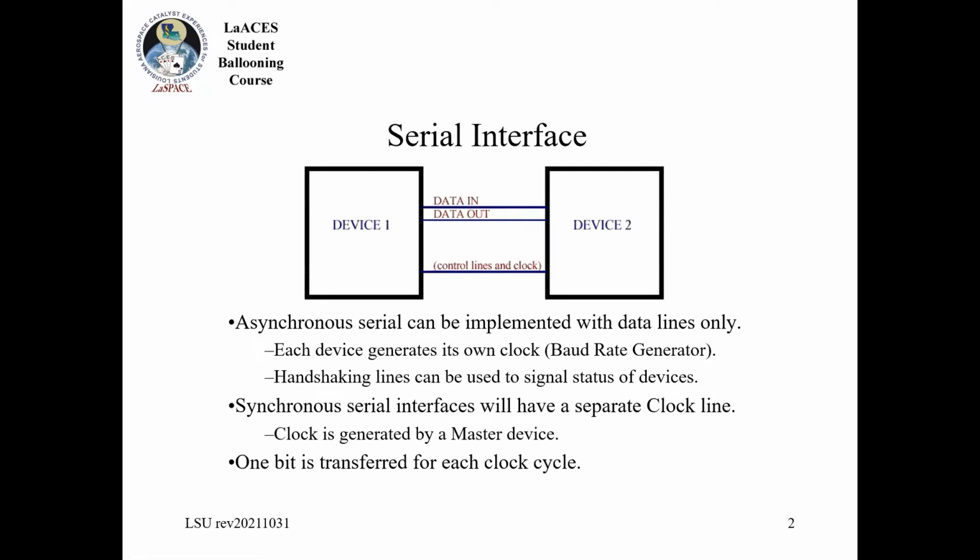All right, so here is just the generic view of a serial interface, right? We have two different devices. We may have multiple data lines, and we may have some control or clock lines that go with it. This is the most general case, and everything else will be a specific implementation of this. It can be what's called asynchronous, which means you basically just have the data lines.